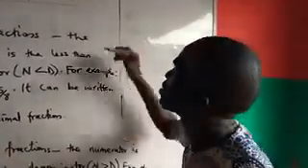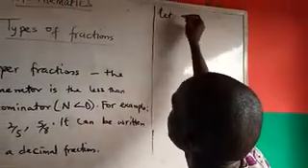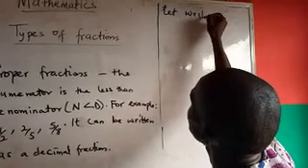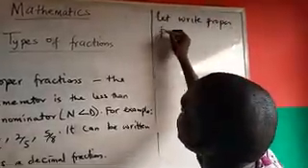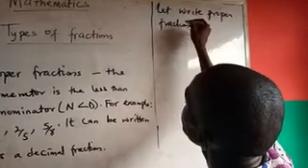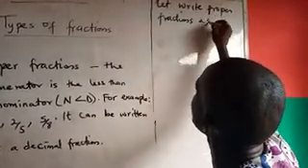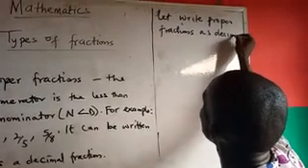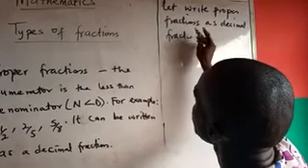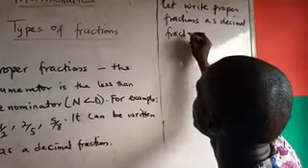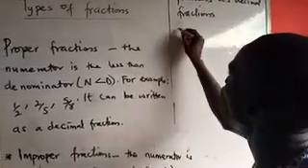Let us write proper fraction as decimal fraction. Okay? Now, what is the first thing? We will have 1 over 2.